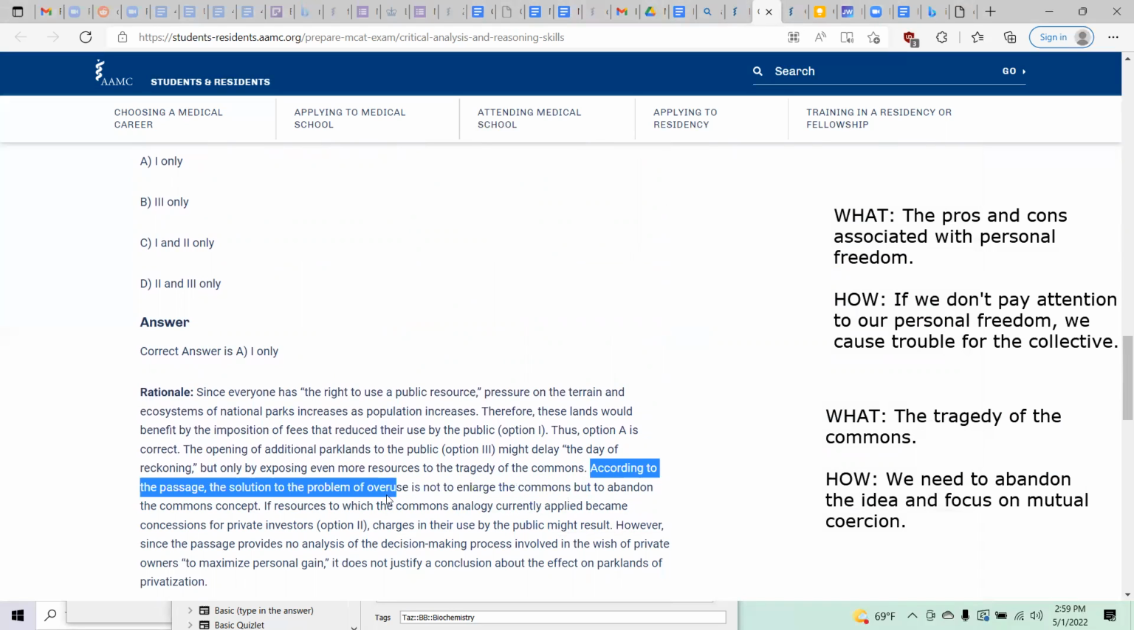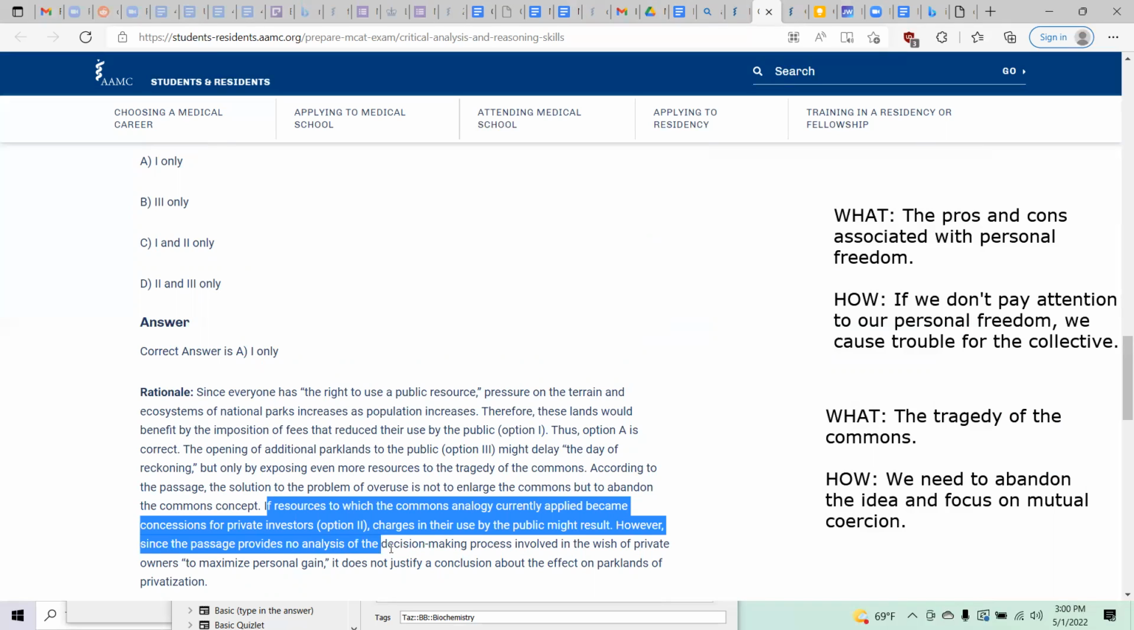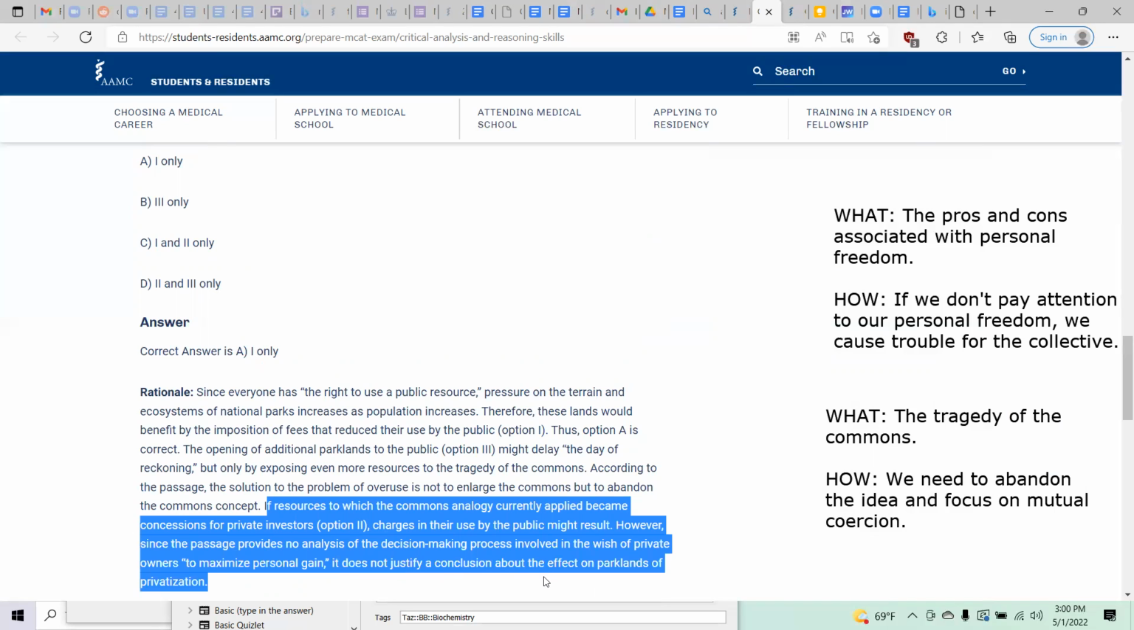According to the passage, the solution to the problem of overuse is not to enlarge the commons, but to abandon the commons concept. Oh, that's for 3, right? Obviously. If resources to which the commons analogy currently applied became concessions for private investors, charges in their use by the public might result. However, since the passage provides no analysis of the decision-making process involved in the wish of private owners to maximize personal gain, it does not justify a conclusion about the effects on parklands of privatization.